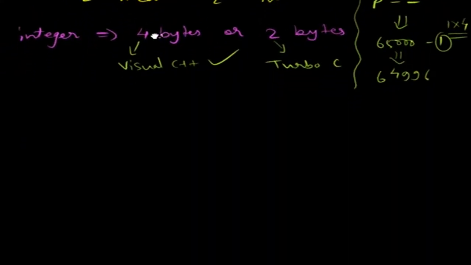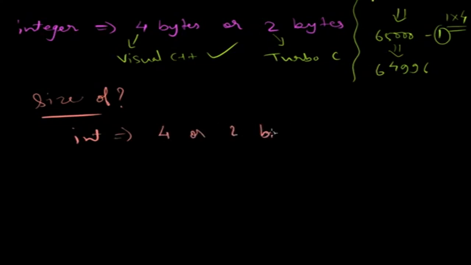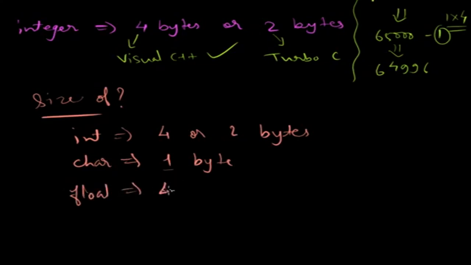Now what are the various sizes of other data types? So for int you have 4 or 2 bytes. We have made it clear why. For a character variable, only 1 byte of memory is reserved. And for a floating point number, for a float, you have 4 bytes.